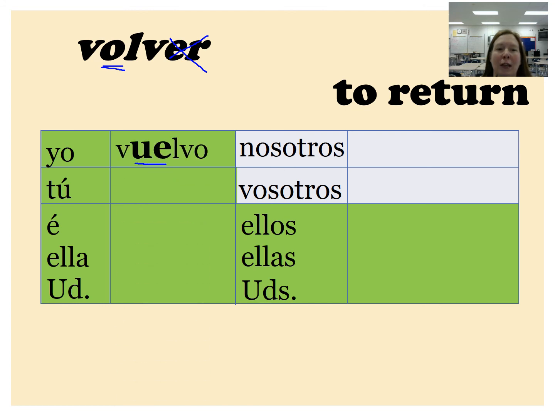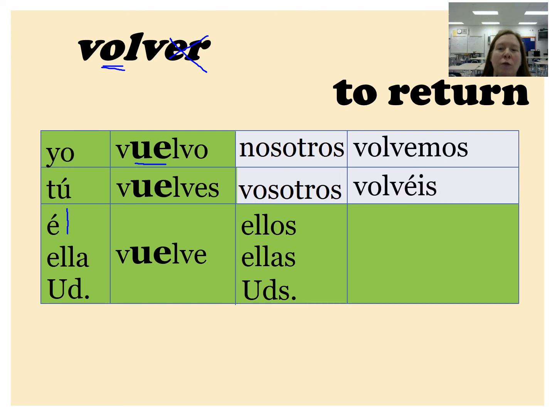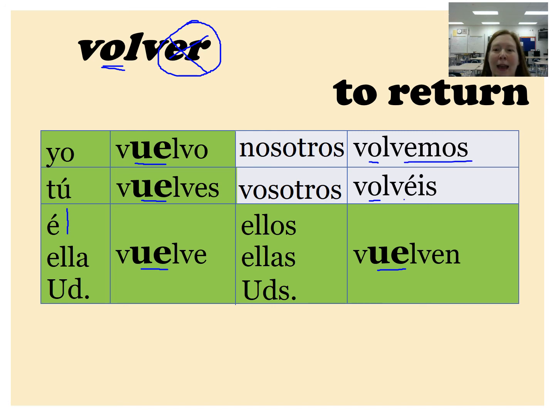because it changes to UE before we add our ending. Tú vuelves. Él, ella, usted vuelve. Nosotros volvemos. Vosotros volvéis. Ellos, ellas, ustedes vuelven. So again, in the yo, tú, él, ella, usted, and ellos, ellas, ustedes forms, the O changes to UE. In the nosotros and vosotros forms, the O does not change, but regardless of the change, you're using the same endings as your regular endings. This is an ER verb, so we have to remember that we're doing emos and éis.